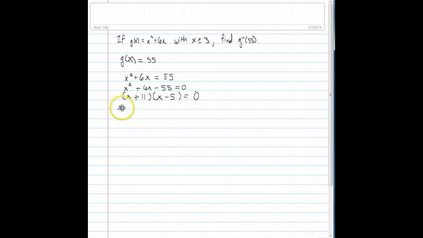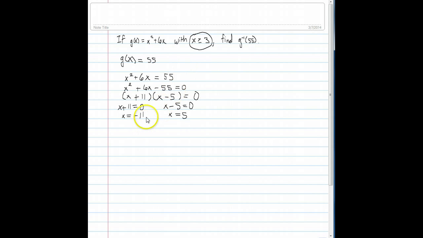So we have x plus 11 equals 0. We solve that and we get x equals negative 11. And then we have x minus 5 equals 0. We solve and we get x is equal to 5. But we have to recall this restriction on the domain. We were looking for values of x that are greater than or equal to 3.